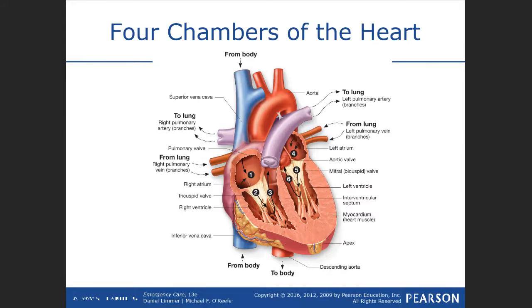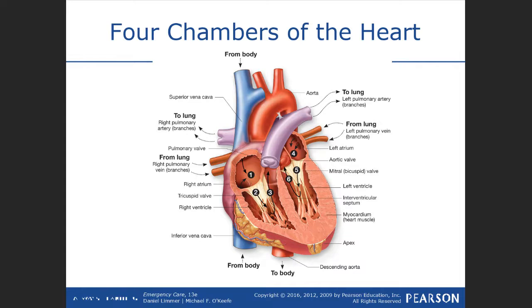It has four hollow components to it, two upper, two lower. The two upper components are called the atria. The two lower components are called the ventricles. The atria are the receiving chambers. The ventricles are the shipping chambers. The right atrium receives deoxygenated blood from the rest of the body.